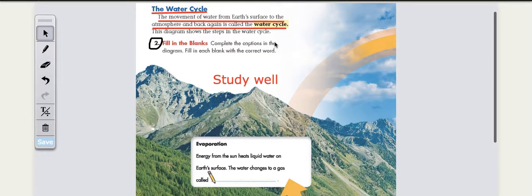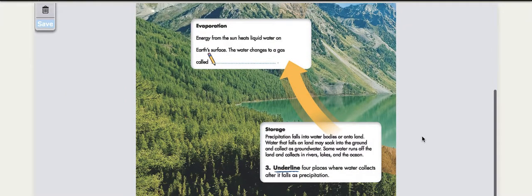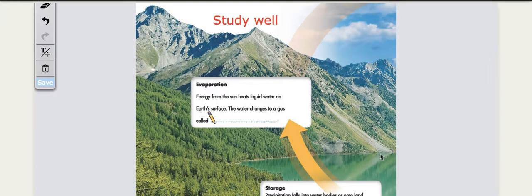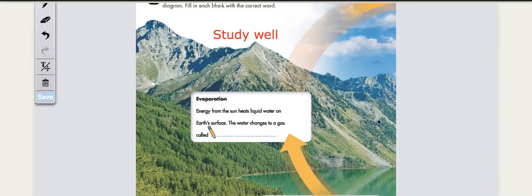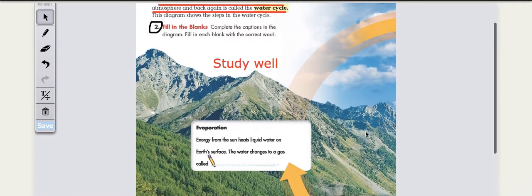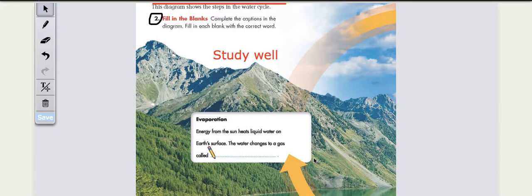So, as we said, the movement of water from the Earth's surface to the atmosphere and back again is called the water cycle. You can find that we have two pages here, pages 274 and 275. You can see that they are next to each other and they have the water cycle. What I want from you is to fill in the blanks, complete the captions in the diagram, fill each blank with the correct word, and study these well.